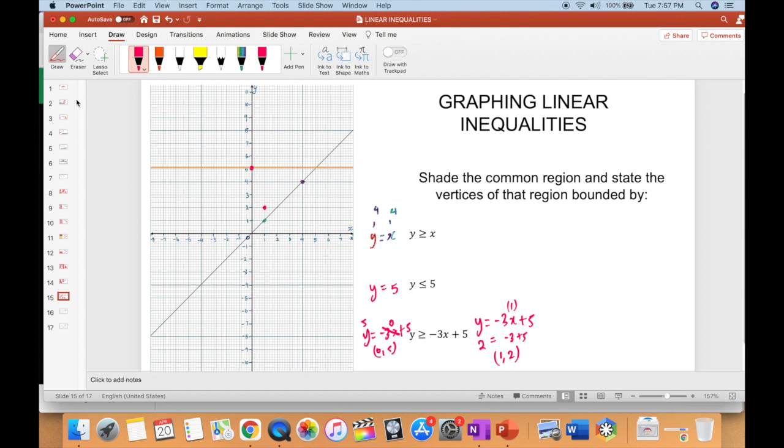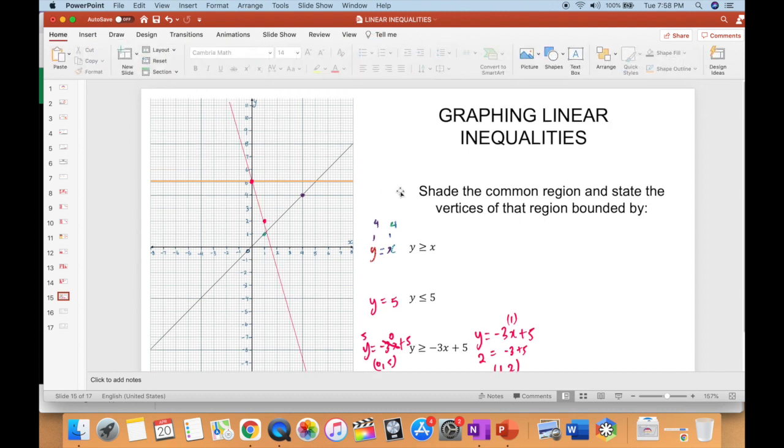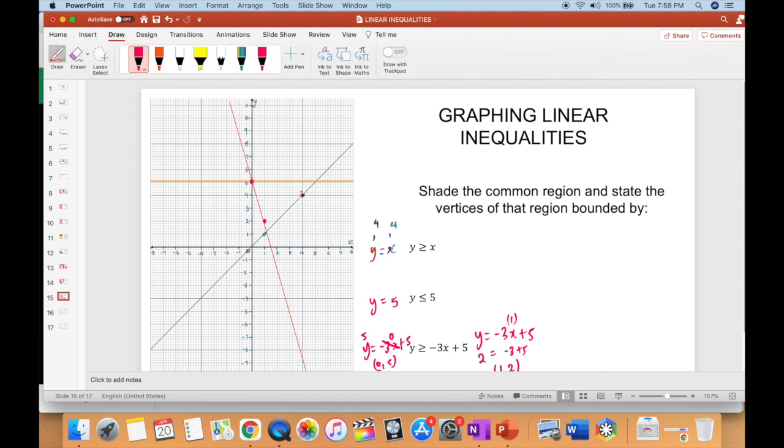And now let me see if I could draw this line. So now we have the 3 lines drawn. We have over here the line y is equal to x, the black line. We have the line y is equal to 5, the orange line. And we have this other line, y is equal to negative 3x plus 5 there. Now let's see which are the common regions. So we have to try to find which are the regions that we want.